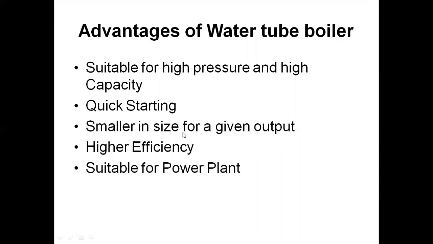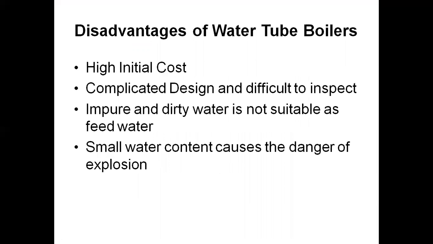So here the size of the drum is very less, and it has higher efficiency. Here steam generation capacity is more, that means it has higher efficiency. It is suitable for power plants. So these are the advantages. Let us discuss disadvantages of water tube boiler.